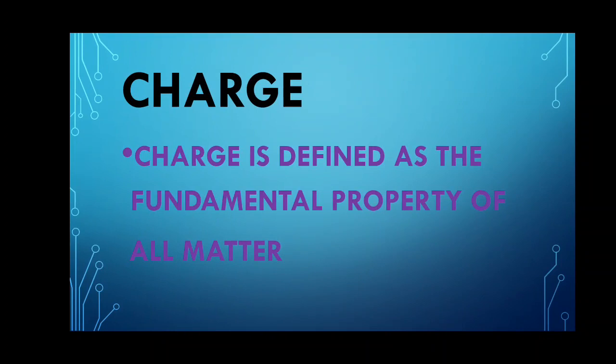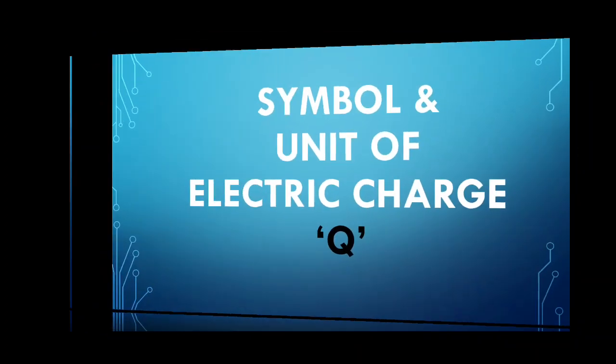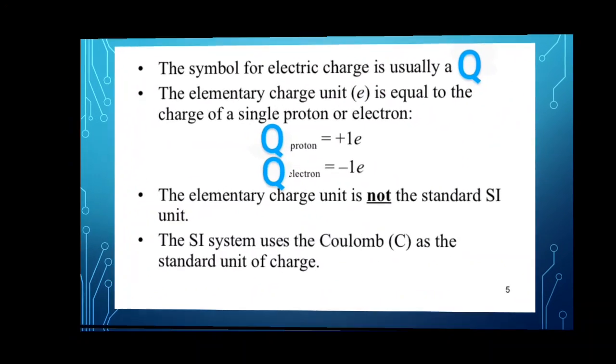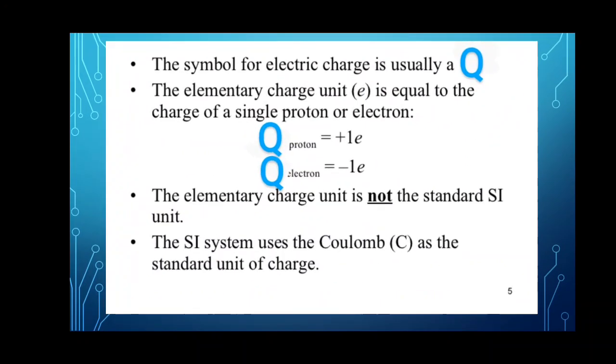Charge is defined as a fundamental property of all matter. Charge is denoted by the letter Q, and the SI unit of charge is coulomb. Q is given by the formula Q equals N into E, or otherwise the charge on a proton can be said as plus 1E. Here E denotes the elementary charge unit, which is the basic unit of charge, and the charge on an electron is minus 1E. So we can say that the charges are quantized. Q equals N into E, where N is an integer. Its value will be positive in case of protons and negative in case of electrons.